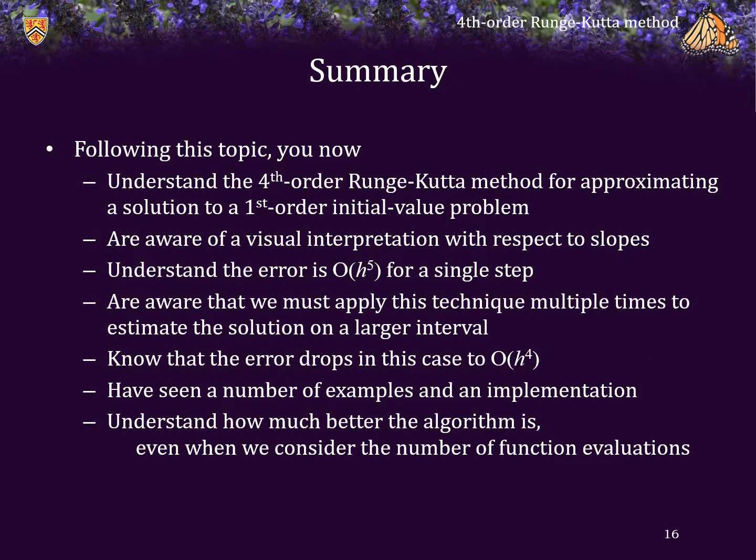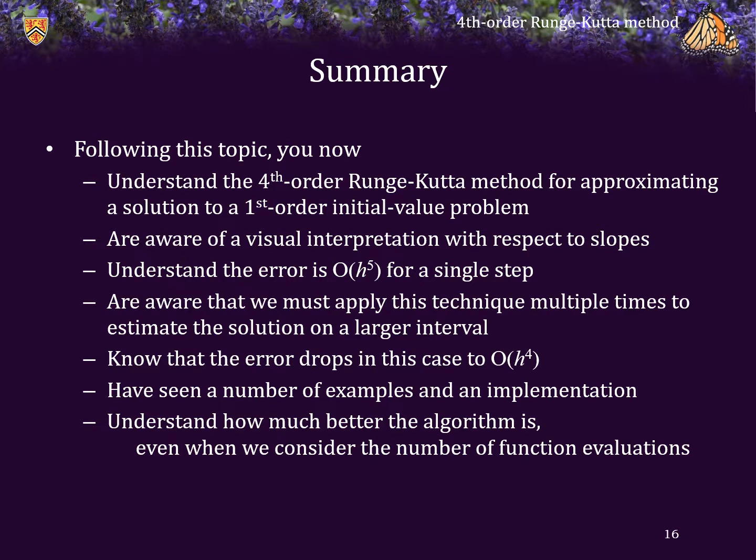So following this topic, you now understand the fourth order Runge-Kutta method for approximating a solution to a first order initial value problem. You're aware of the visual interpretation with respect to the slopes for this algorithm. We are calculating 4 slopes and taking a weighted average of those slopes. As you'll recall, the weights mirror the weights of Simpson's rule, with the evaluations at the midpoint forming 2/3 of the weight, whereas the weights on the two endpoints are 1/6.